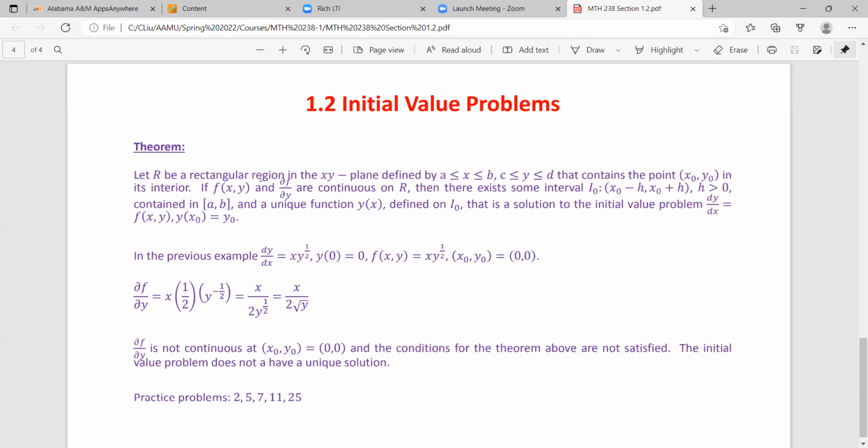So if f and the partial derivative of f with respect to y are continuous on this plane region, okay, those two things are continuous on this region, good, good functions. Then there exists some interval I0 from x0 minus h to x0 plus h, contained in this rectangular region.